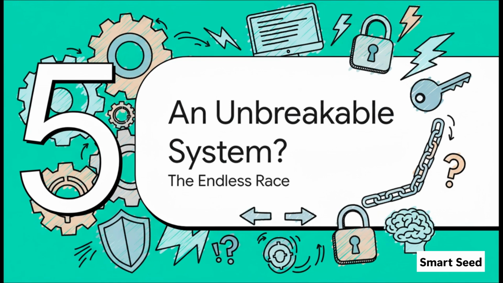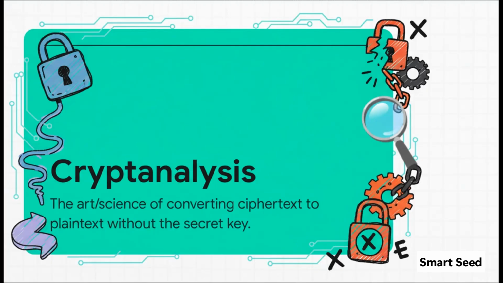Now, this all sounds incredibly secure, right? But if we have this powerful science of making codes, well, it's only natural that an equally powerful science of breaking them would show up too. And that field is called cryptanalysis. You see, for every single person working to build a stronger lock, there's someone else out there figuring out how to pick it. It is the art and science of breaking codes, of turning that ciphertext back into plain text without having the secret key.